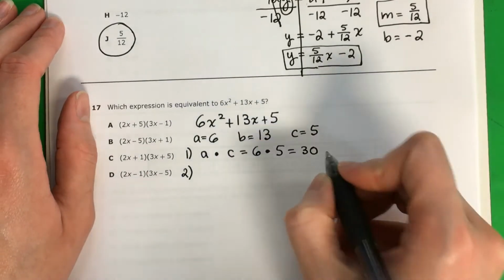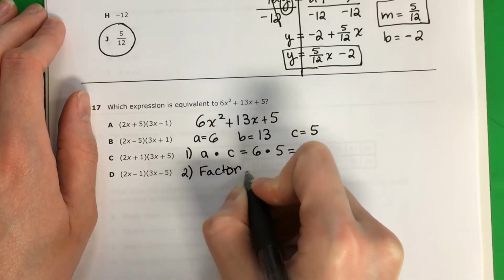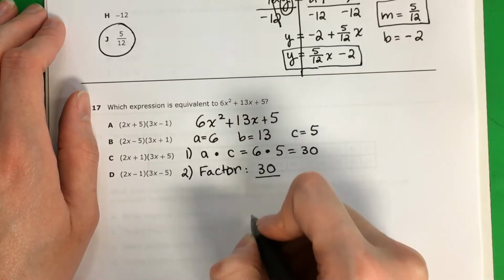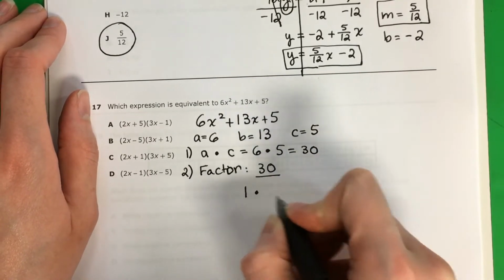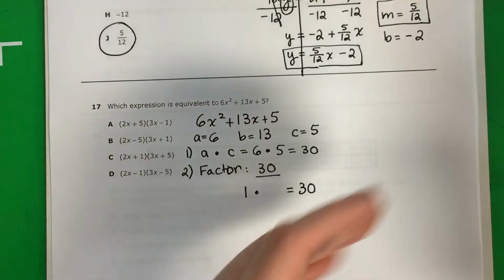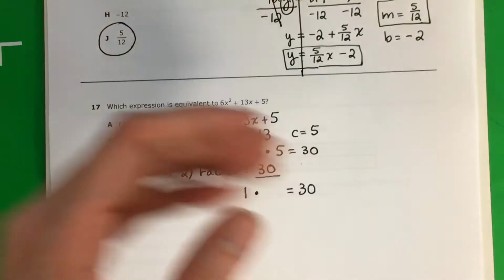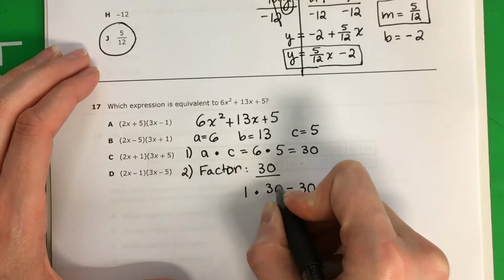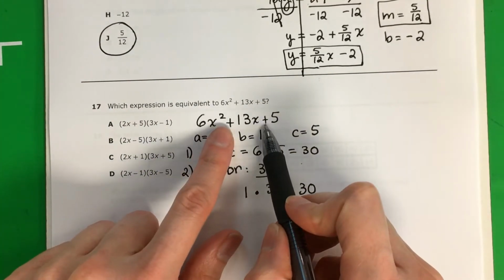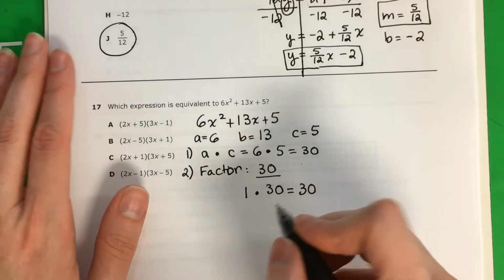Step 2. We are going to need to factor 30. So we always start with 1. 1 times what equals 30? Well, how do you check that? You do 30 divided by 1. 30 divided by 1 is 30. So 1 times 30 is 30. Now, do I need to do negative 1? What you have to do is check here. Do I have a negative here? No. So no negatives. We're going to do positives.